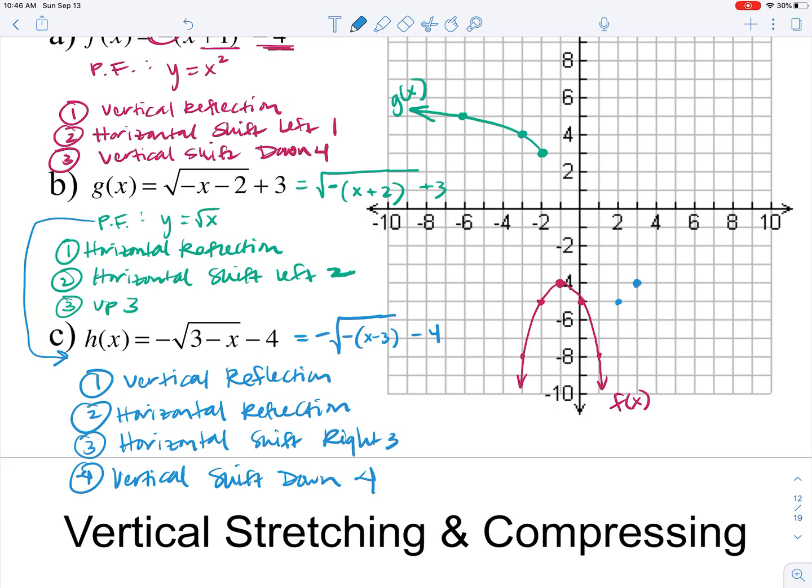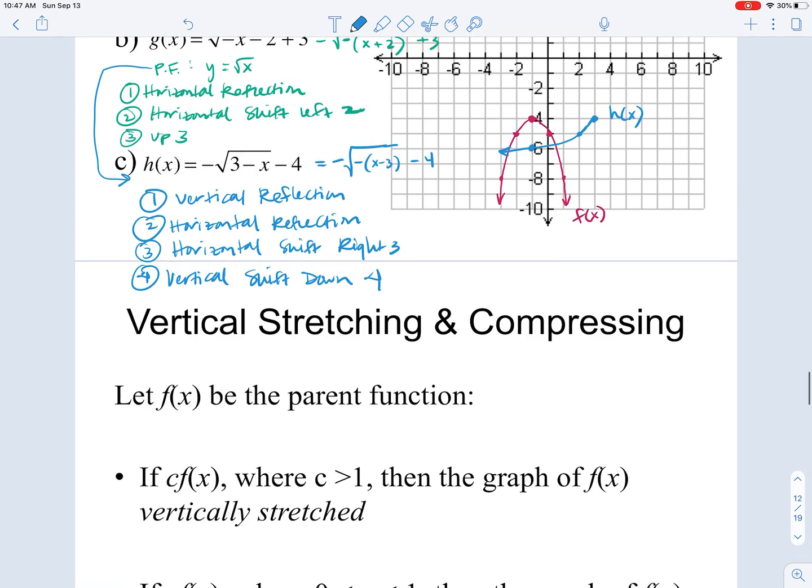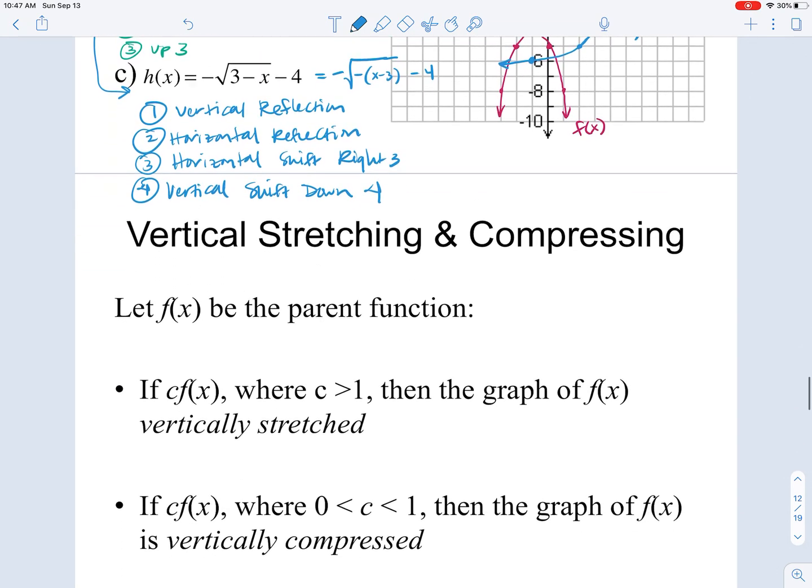Okay, let's make sure that all of my points end up where they should. So the point 4, 2, vertical reflection lands me at 4, -2. Horizontal reflection lands me at -4, -2. Then right 3, 1, 2, 3 lands me at -1, -2. Down 4, 1, 2, 3, 4 lands me at -1, -6. And that looks like that's correct here. Okay, so these three were examples of graphing functions that have had horizontal and vertical shifts, but also horizontal and vertical reflections. And in part 2, we will start talking about some additional transformations, so vertical stretching and compressing.